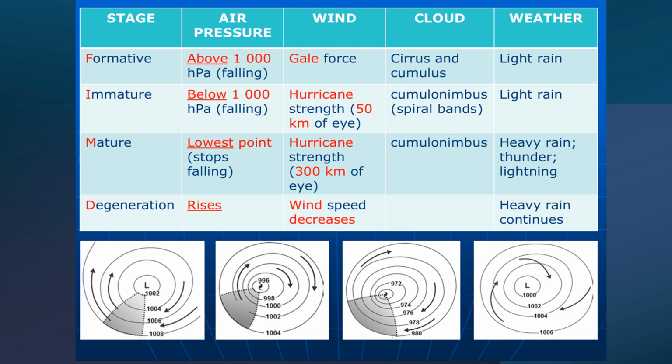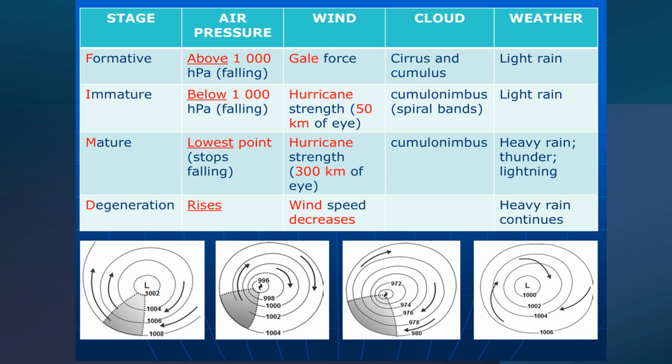So easy to remember in terms of air pressure: above 1000 hectopascal and falling, below 1000 hectopascal and falling, at its lowest point and it stops falling in the mature stage, and in the final stage, the air pressure starts increasing.